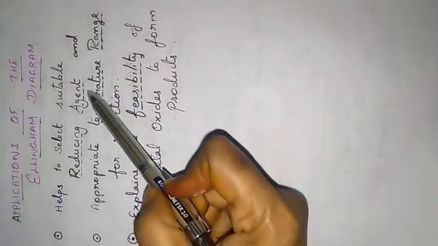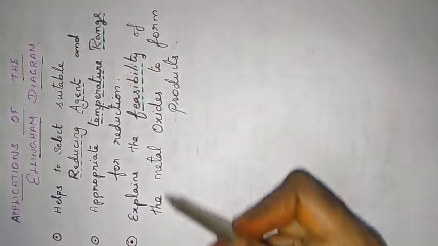Next, we see the applications of the Ellingham diagram. The Ellingham diagram helps to select the suitable reducing agent and the appropriate temperature range for the reduction. Which reducing agent we have to choose is also explained, and at which temperature the reduction will be carried out, whether above the equilibrium or below the equilibrium, that we can easily choose. And the feasibility of the reaction of metal oxides forming products. These three things are explained by the Ellingham diagram. This can be understood by the following graphs.